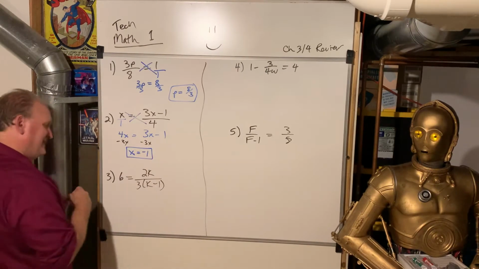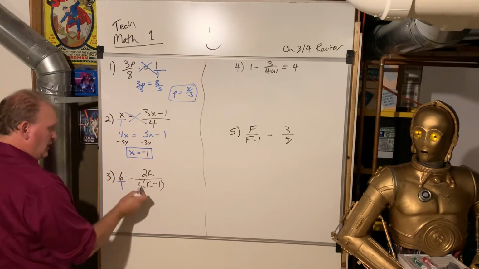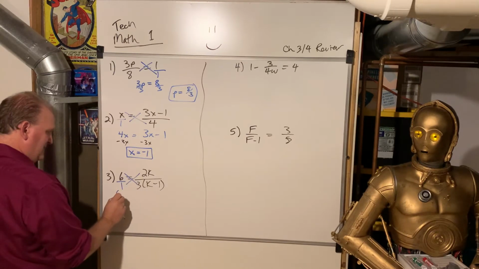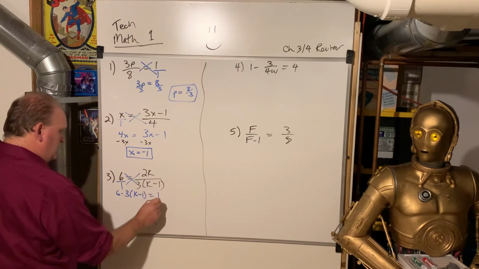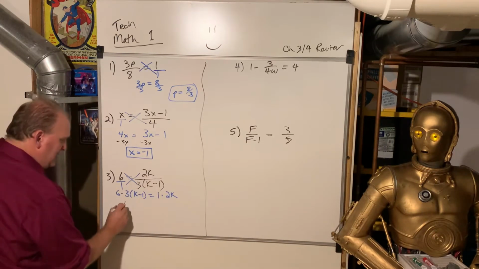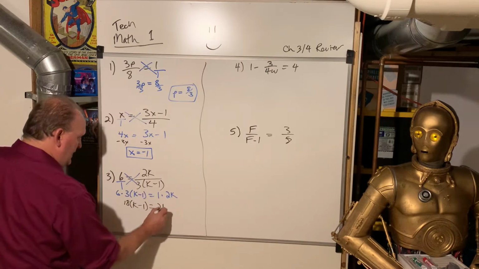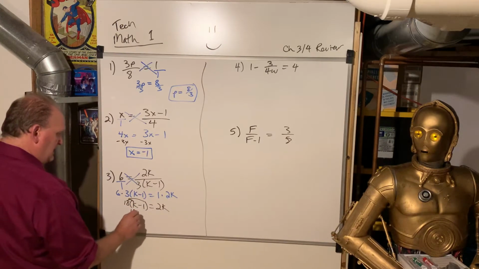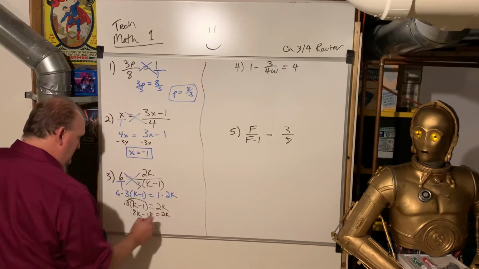Next one, this is a little trickier. You put it over 6 over 1, cross multiply, and solve again. So we got 6 times 3 times k minus 1 equals 1 times 2k. So this is actually 18 times k minus 1 equals 2k. And then do the distributive property, and so 18k minus 18 equals 2k.